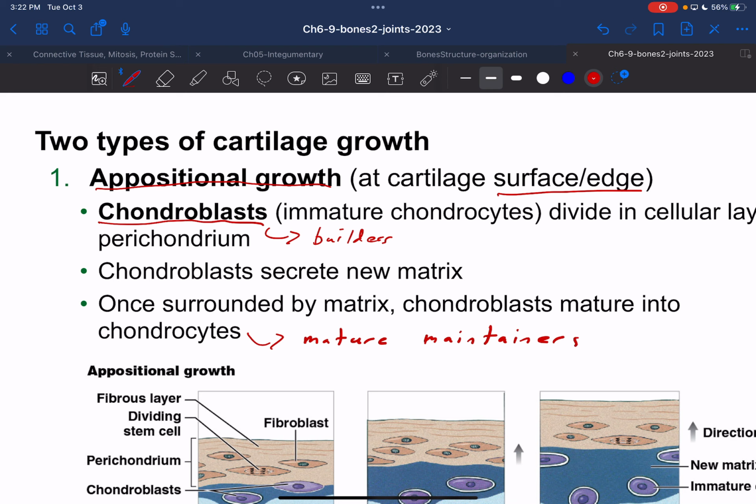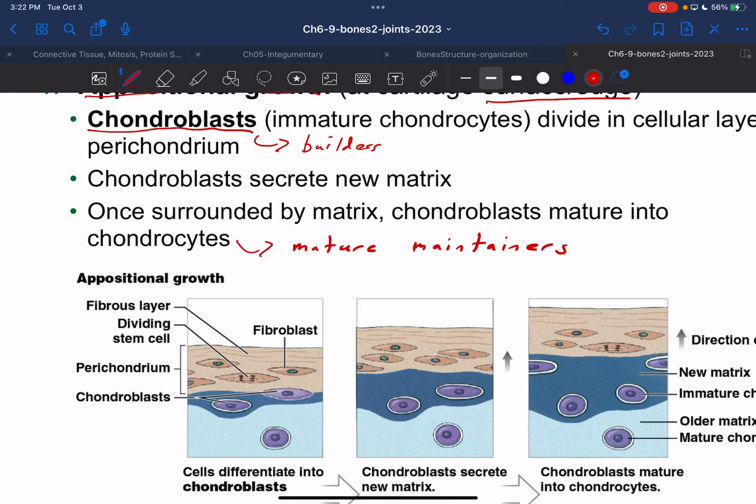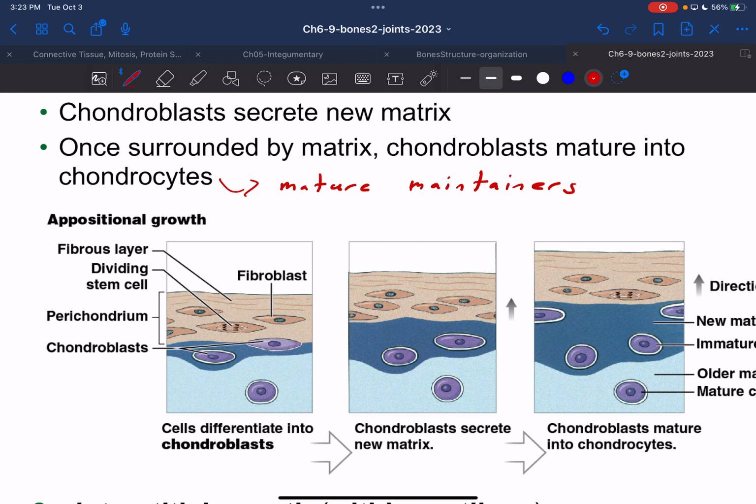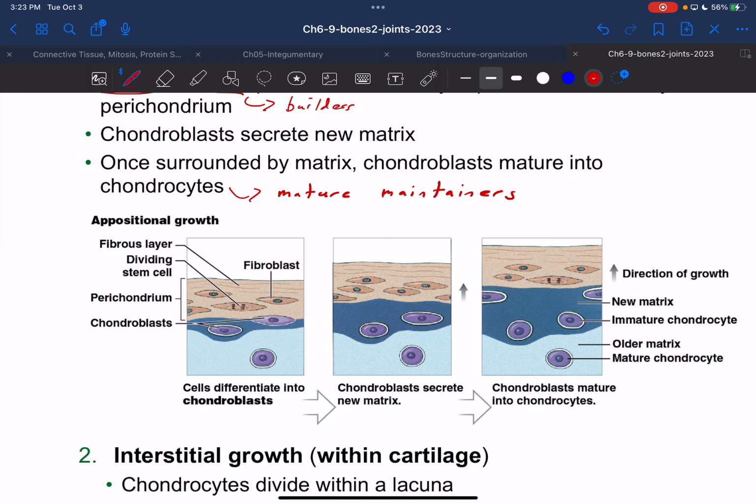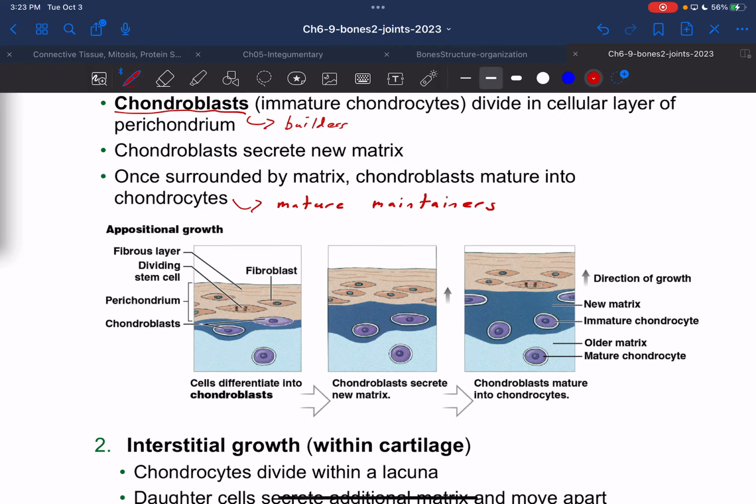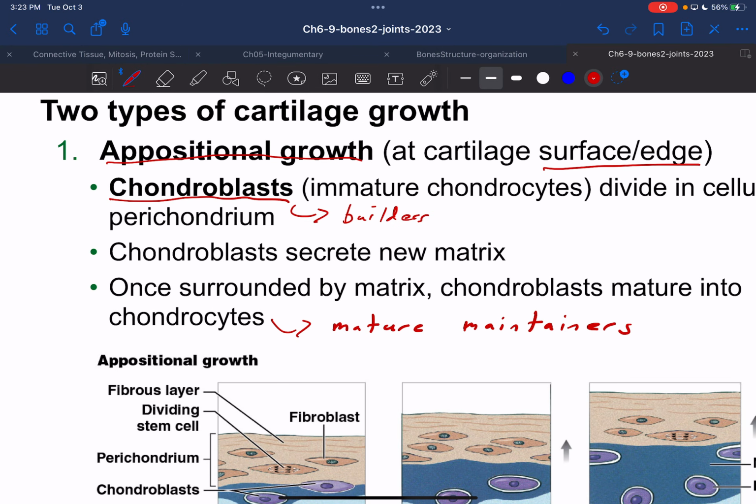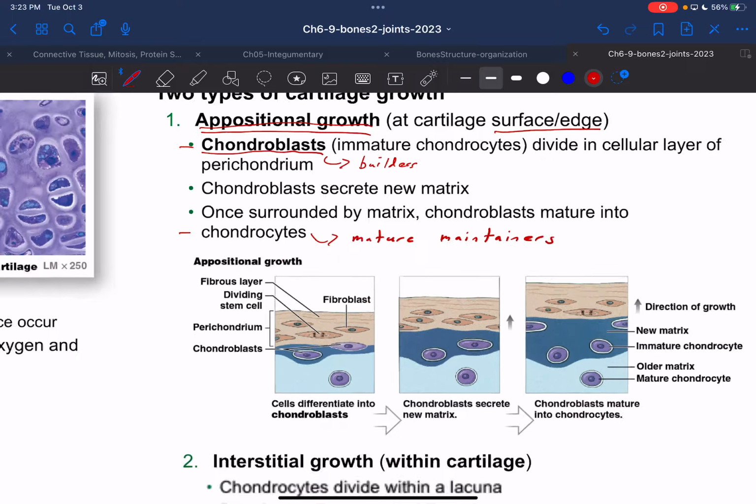I'm not sure maintainers is a word, but it seems right now. Mature maintainers. They maintain the area. They're also considered mature chondro cells. And so those are the only take-homes. Know the role of chondroblasts, know the role of chondrocytes, and then also know just the basic definition of appositional growth, because we're going to see it again.